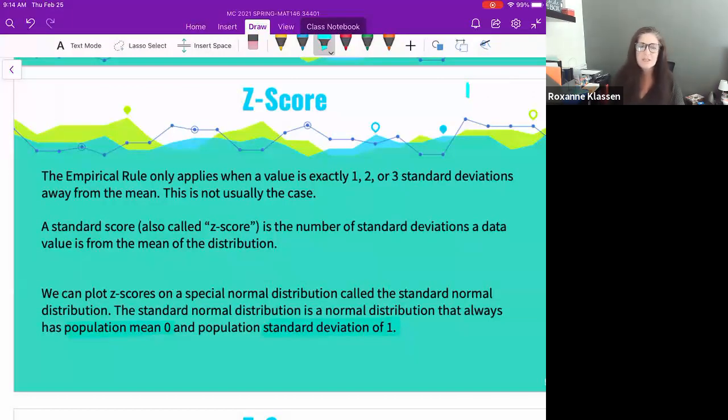So if you took like the ACT versus the SAT, it's hard to compare those scores unless we put them on the same scale. And that's what this standard normal curve does. Okay.